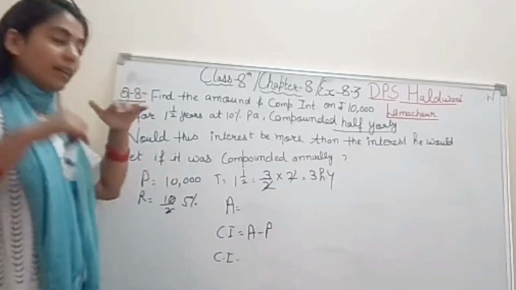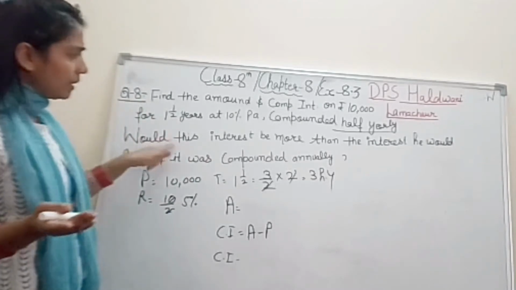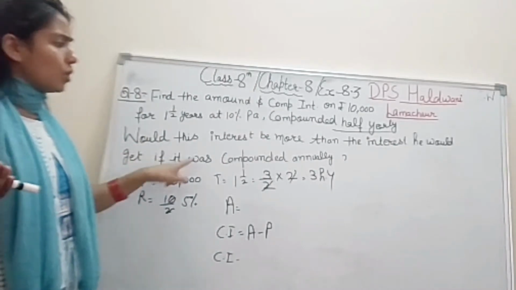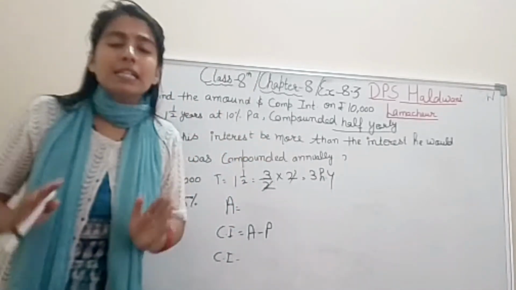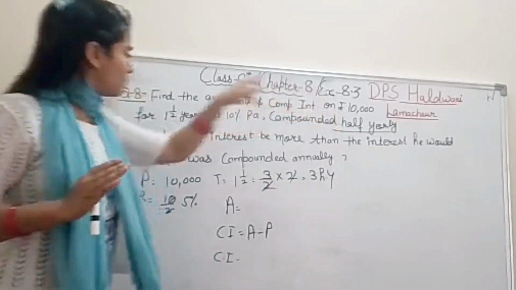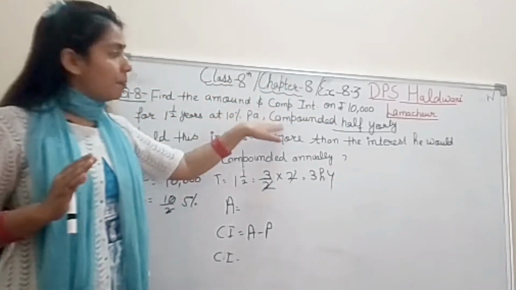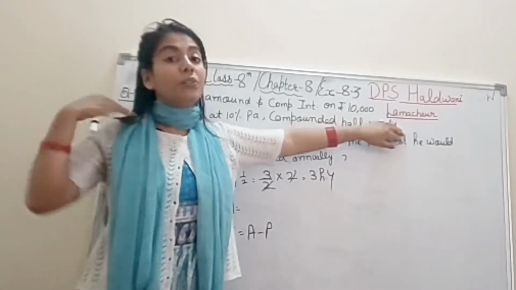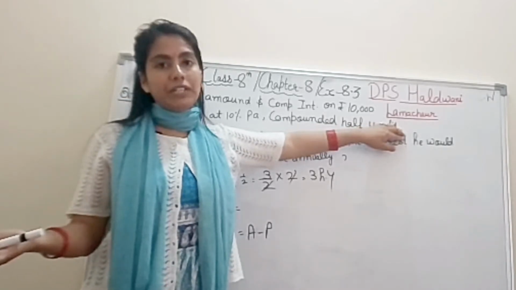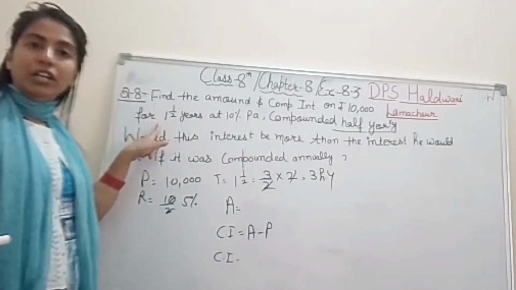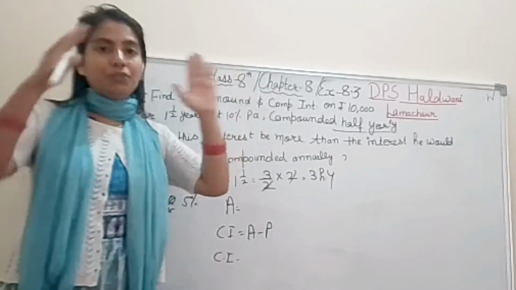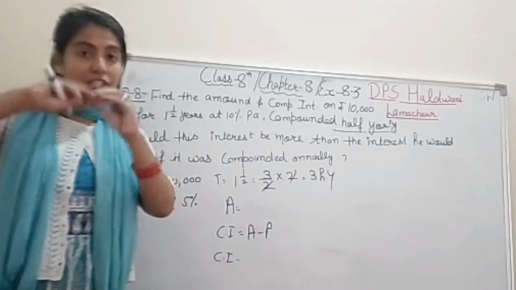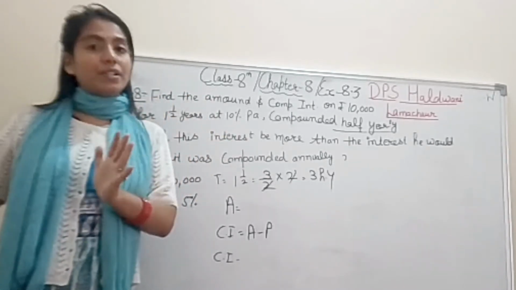Fine, student. Now what is the next line? Next line is, would this interest be more than the interest he would get if it was compounded annually? Means the condition is the same, 10,000 with the same time and rate, but instead of compounded half yearly, if it is compounded annually, what would be the interest? Rate will not change, time will not change. So in the same way you will solve the whole question, take out the compound interest and amount.